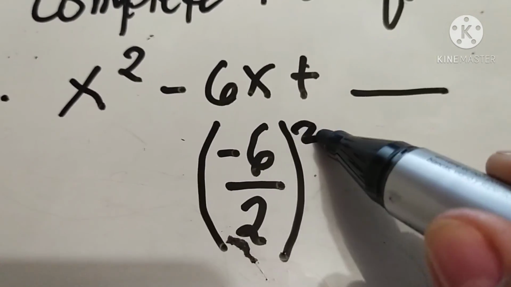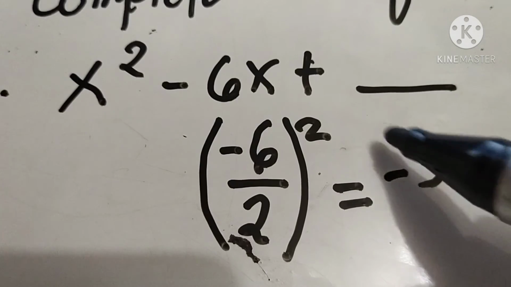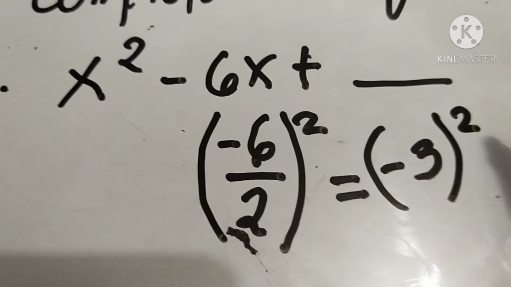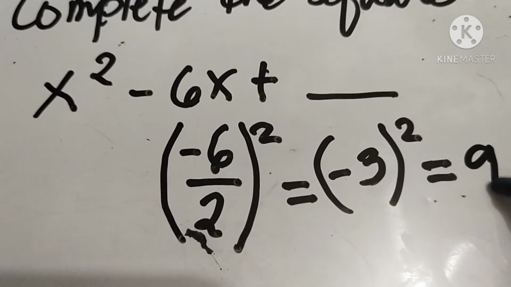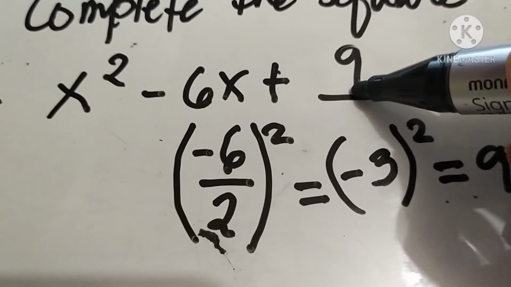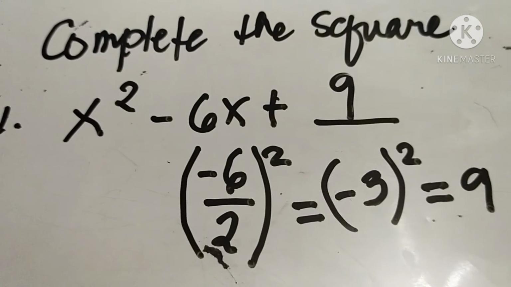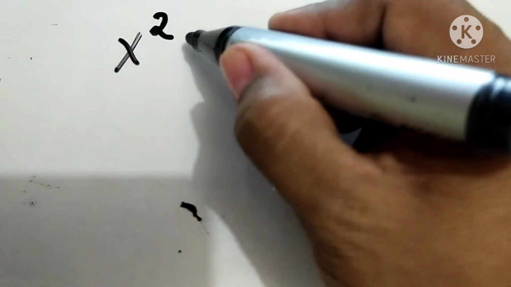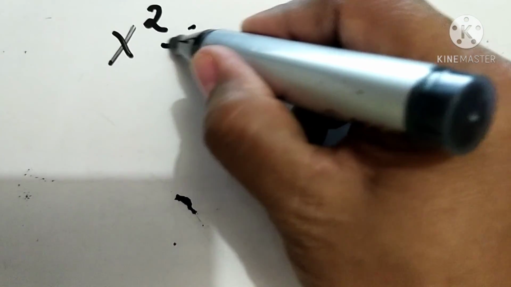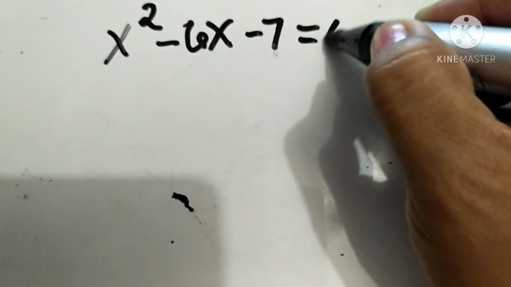Then, squared. And that is negative 6 divided by 2 is negative 3 squared. And that is negative 3 times negative 3 will give you 9. So, therefore, ang i-add mo dyan is 9. So, ganyan lang ang completing the square. You were asked to solve the quadratic equation like this. X squared minus 6x minus 7 equals 0.